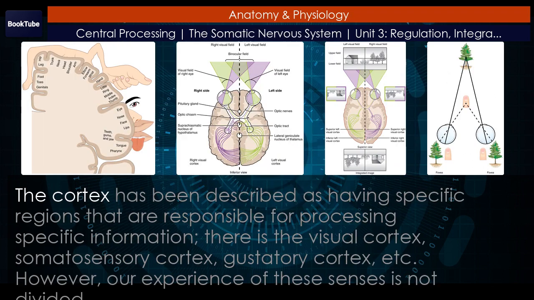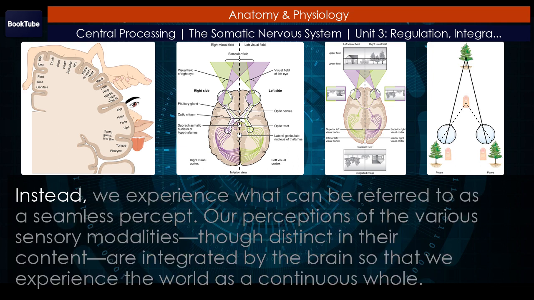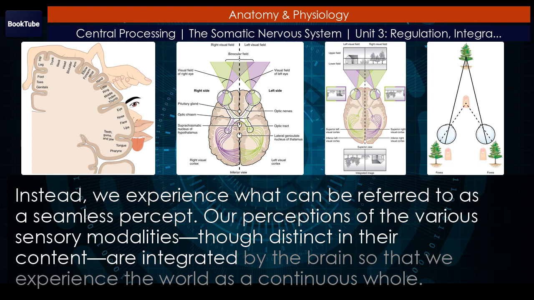The cortex has been described as having specific regions that are responsible for processing specific information. There is the visual cortex, somatosensory cortex, gustatory cortex, etc. However, our experience of these senses is not divided. Instead, we experience what can be referred to as a seamless percept. Our perceptions of the various sensory modalities, though distinct in their content, are integrated by the brain so that we experience the world as a continuous whole.